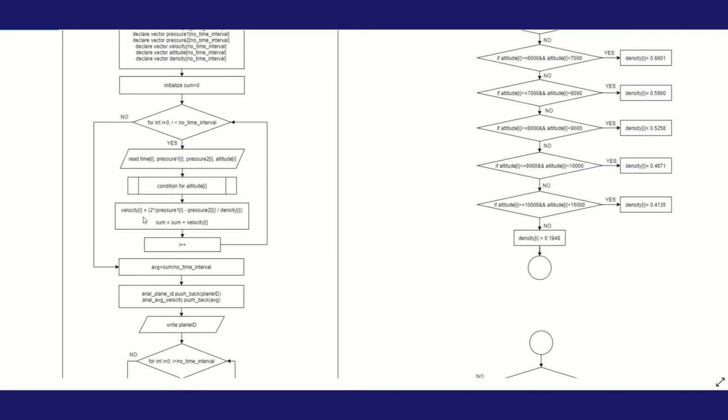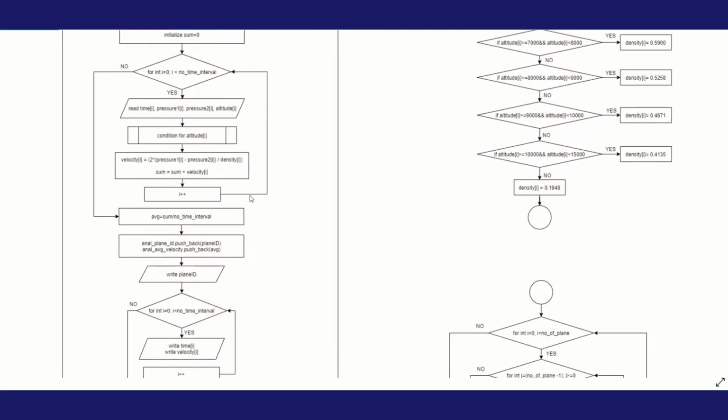We're going to calculate the velocity based on this formula, which is 2 times (pressure 1 minus pressure 2) divided by density. And then we also calculate sum equal to sum plus velocity. And then we increase the i plus, and then we enter the loop again to calculate for the second time interval, to read the time for the second time interval, and also the pressure and also the altitude for the second time for the first plane.